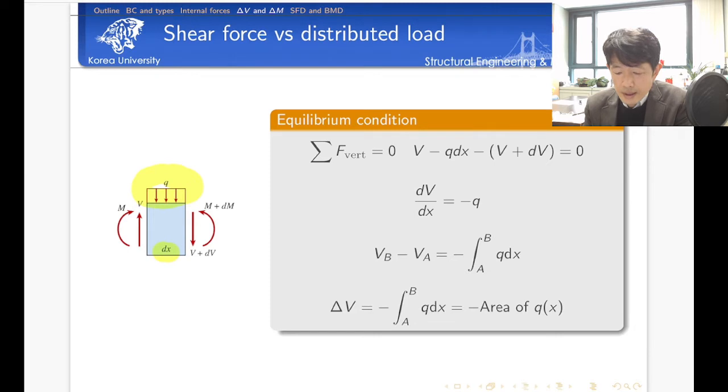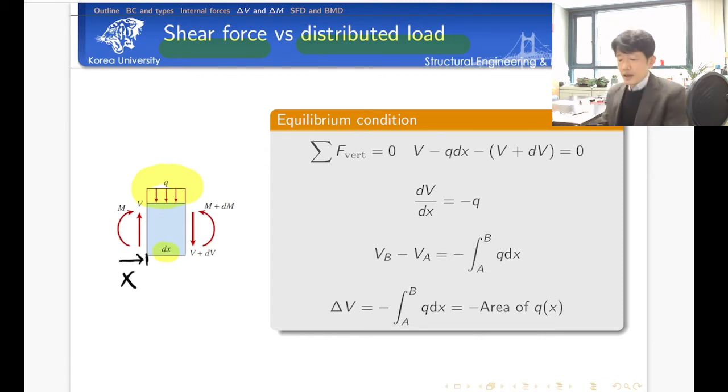So let's check the change of shear force for the distributed load condition. As I told you, according to our definition, if you look at the point x here, there must be one reference bending moment and one shear force, isn't it? So in the dx distance, there must be a change in the shear force and a change in the bending moment. So we want to calculate the change of shear force and the change of bending moment.